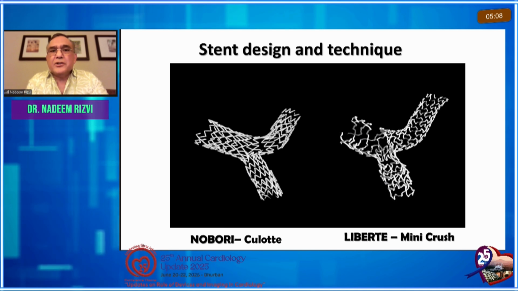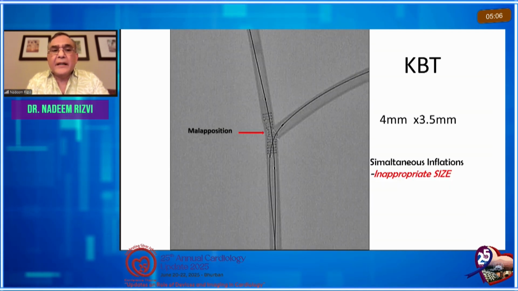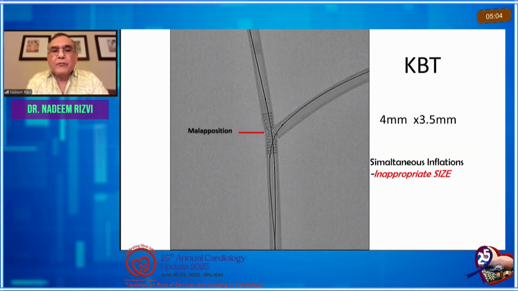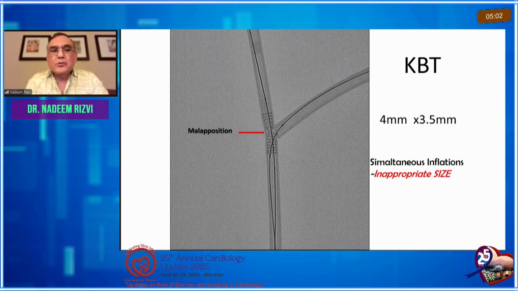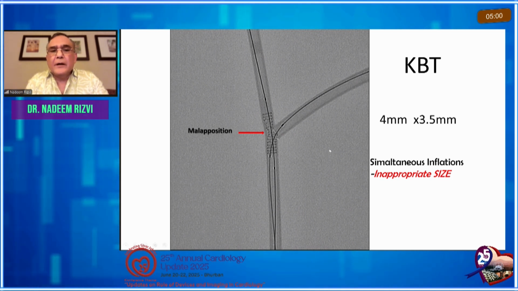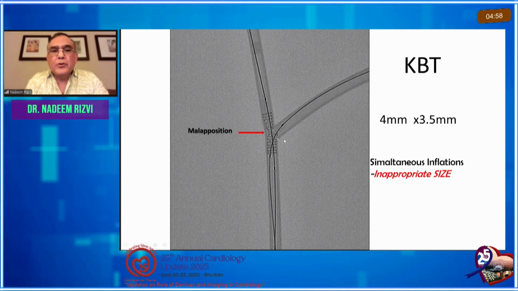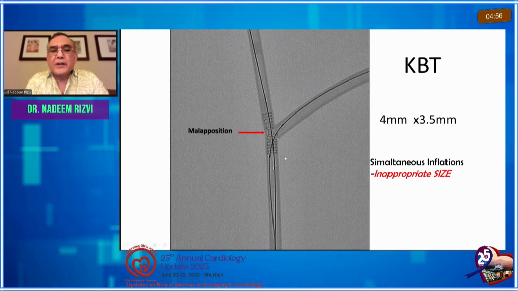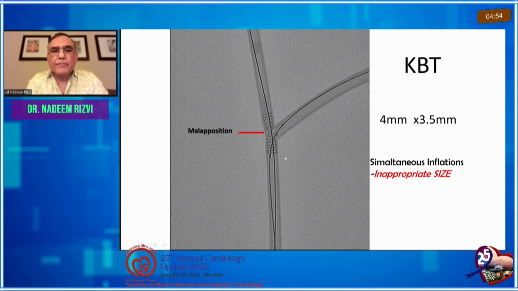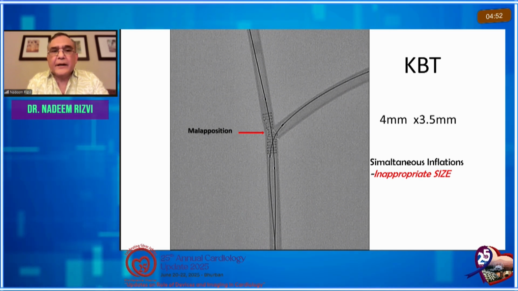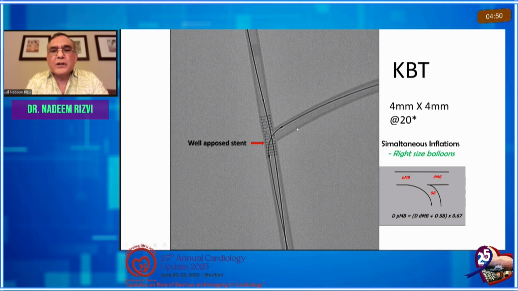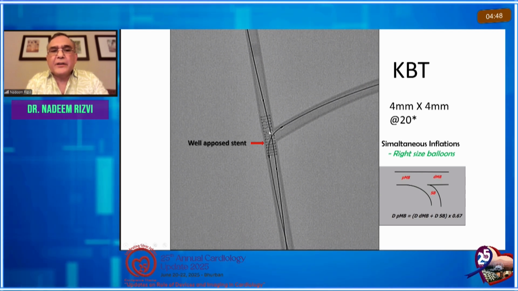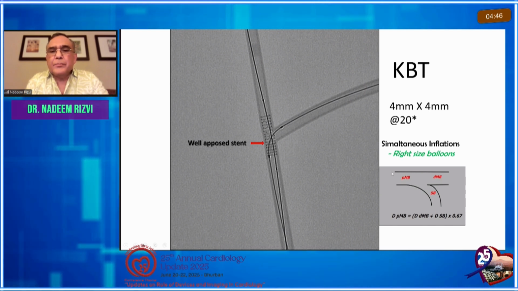So it doesn't matter. The stent designs and the techniques do matter. Again, the balloons that you use for final kissing also do matter. So if you use appropriate balloons, you can avoid these kinds of stent disruptions or areas where it's not fully expanded. The same bench test using a 4 by 4 appropriate size, you can see the stents much better.